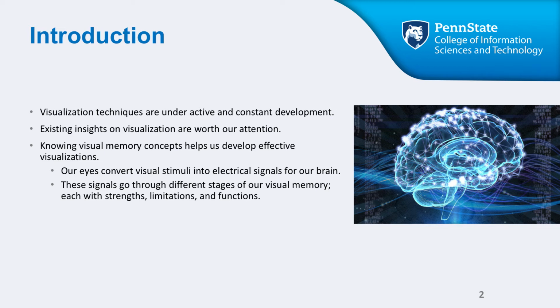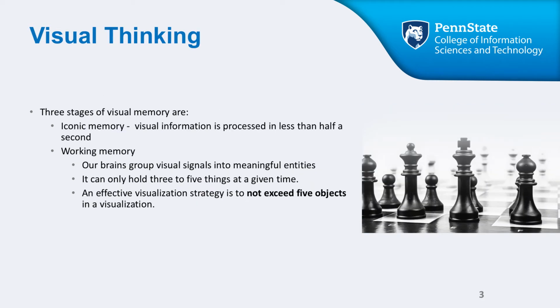When receiving visual stimuli, our eyes convert them into electrical signals for our brain. These signals go through different stages of our visual memory. Each of them has its own strengths, limitations, and functions. The three stages of memory associated with our visual perception are iconic memory, working memory, and long-term memory.